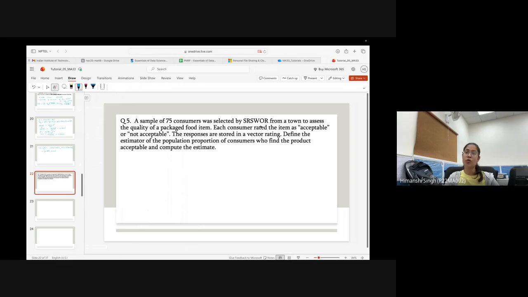If the proportion is, for example, 0.85, then you are saying, okay, most of the people are saying that the product is acceptable, and there are fewer people who are saying the product is not acceptable. So by knowing the proportion, you are basically inferring what the majority of people are saying regarding this product. So for that, first of all, I want to define an estimator of the population proportion of the consumers who find the product acceptable.